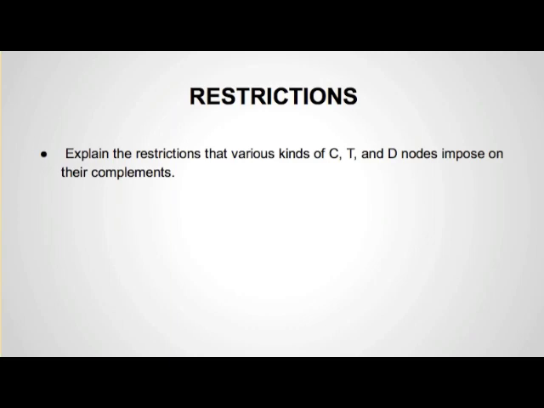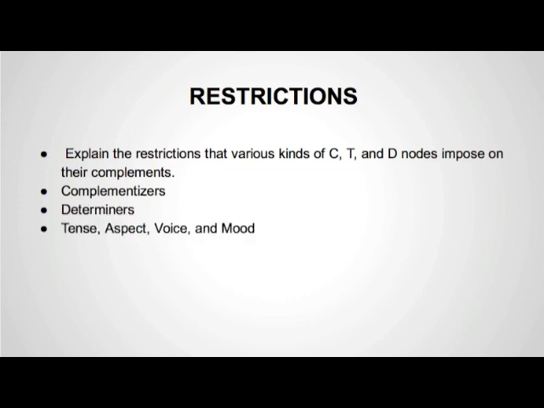Class. We are talking about chapter 9, and this chapter 2 is about restrictions. In this first video, we'll explain the restrictions that various kinds of C, T, and D nodes impose on their complements. Let's see. The first thing we'll talk about are complementizers and then determiners, and then we'll talk about tense, aspect, voice, and mood.